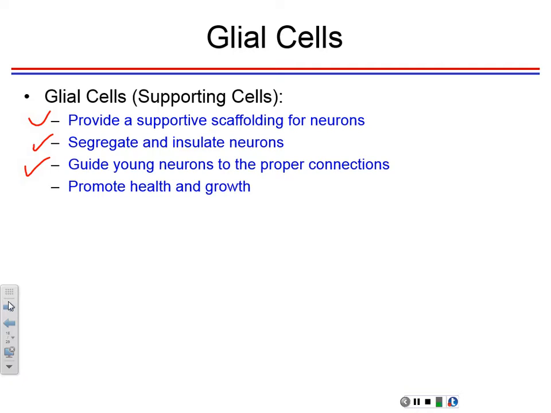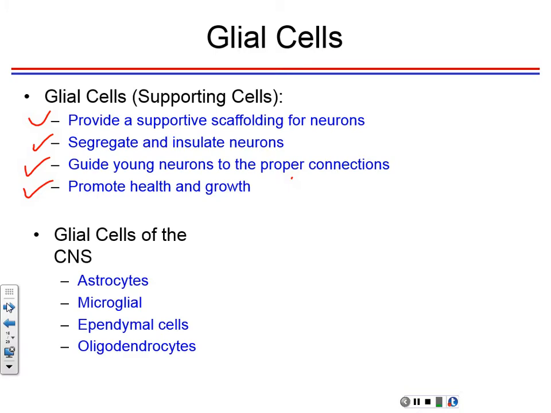When you are creating the nervous system, especially in the fetus, young neurons are growing, and they are guided by these glial cells so that they grow into the right spot. For instance, if it's supposed to grow to your big toe, it's got to go there. So this guides those young neurons to grow into the correct spot and make the proper connections. Sometimes I do ask about the general functions of neuroglial cells, and I also specifically ask about certain neuroglial cells. They also promote health and growth of these neurons. So many functions for these supporting cells.